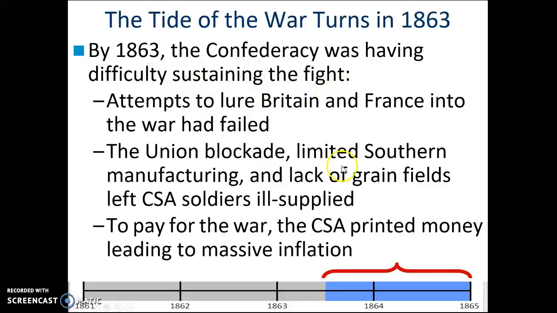Why is the Confederacy having difficulty continuing to fight? Well, because of the emancipation, Britain and France are not joining up like they need them to. The blockade is starving the South. The Anaconda Plan is working like it's supposed to. And also just because the Southern economy, or the Confederate economy, is being wrecked because of inflation.